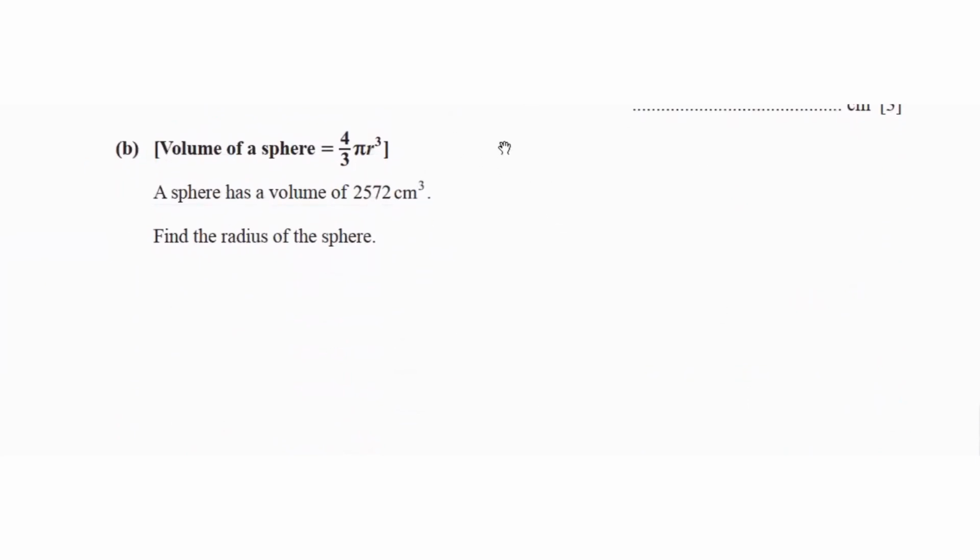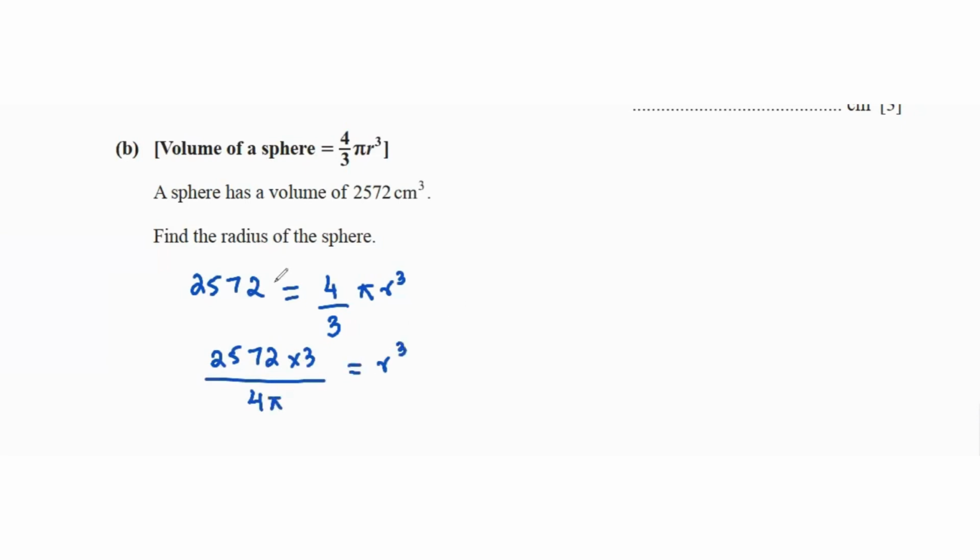Volume of sphere is 4/3 pi r cube. A sphere has a volume of 2,572 centimeter cube. Find the radius. So we will do 2,572 equal to 4/3 pi r cube. Cross multiply: 2,572 times 3 divided by 4 pi. We've made r cube the subject.